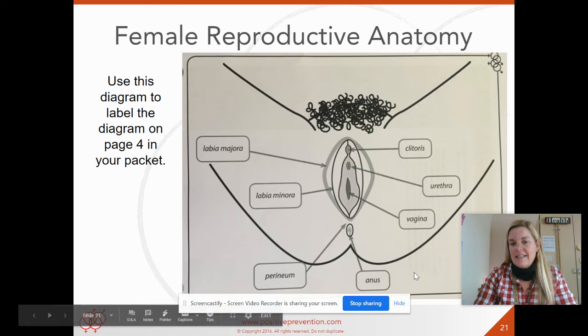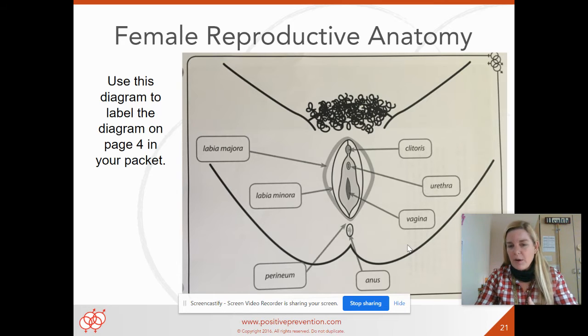Below that is the anus, and this is where our solid waste leaves the body. It's not really a reproductive organ, but it's in the same vicinity, so it would be a little strange if it was left out. Next is the perineum. The perineum is just this area of skin in between the labia and the anus. The labia minora and majora are folds of skin that cover the opening of the vagina, like a protective layer. The minora is the inside part, the labia majora is the outer part.